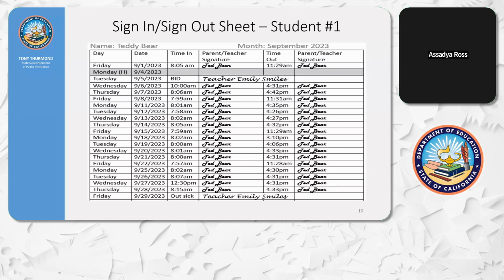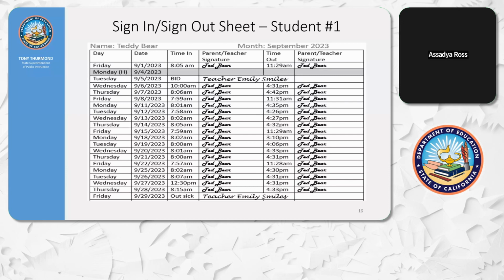Also on this example, you'll see that on Tuesday, September 5th, a best interest day is used. If the parent or teacher had not signed and indicated a reason for the absence on September 5th, then it could be considered an unexcused absence. Since the required components of a signature and a reason are included, teacher Emily signed with her full signature and indicated that a best interest day is being used.